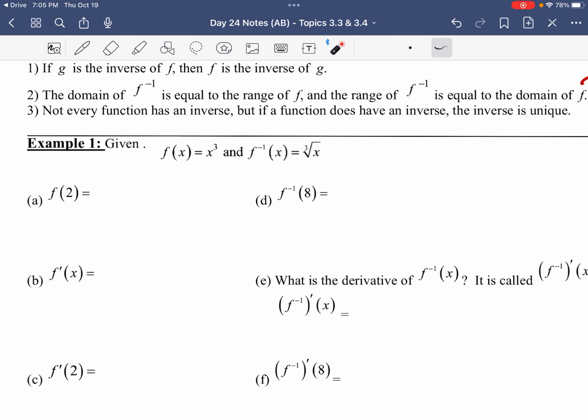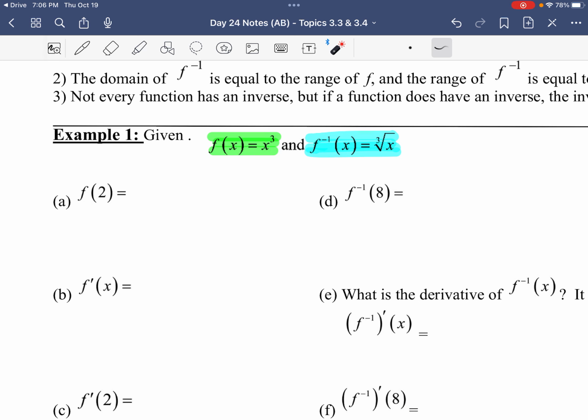Normally, I would have you work through this just on your own, but we're just going to do it together. So the first thing is that we are told that f of x is equal to x cubed. And then it gives us an equation for f inverse of x, which is the cube root of x. That should make sense, because if you cube something and then take the cube root of it, those two things undo each other, and you should just end up back where you started. So those are inverse functions of each other.